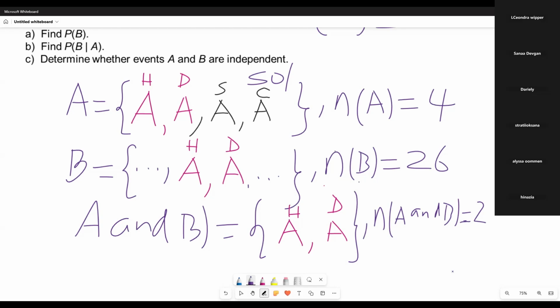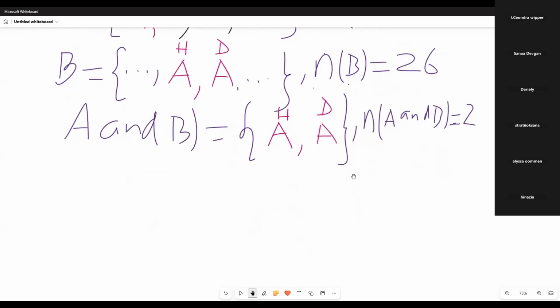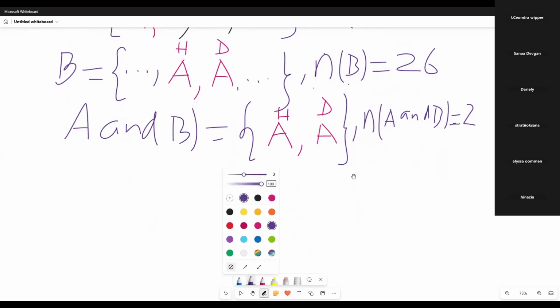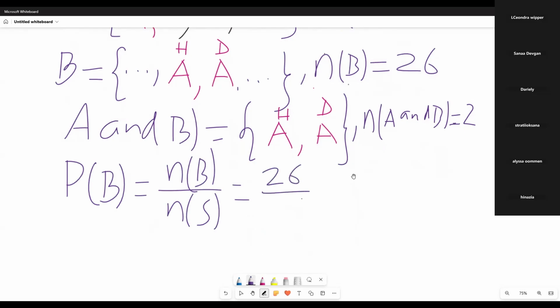Now, what do they ask you to find? Find P of B. To find P of B, very simple here. P of B will be N of B over N of S. What is N of B? 26. N of S, you get 52. So simplifying here, P of B is 1 over 2.